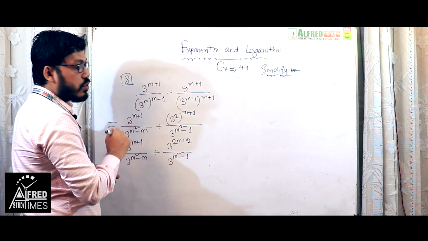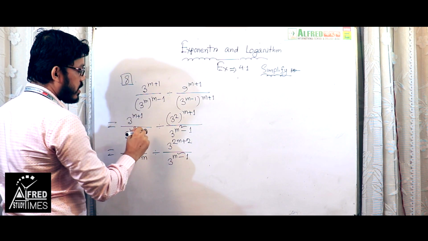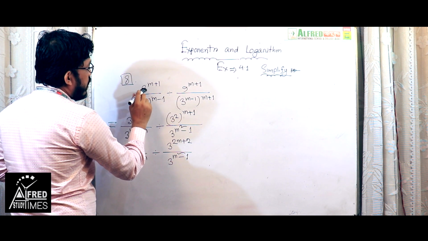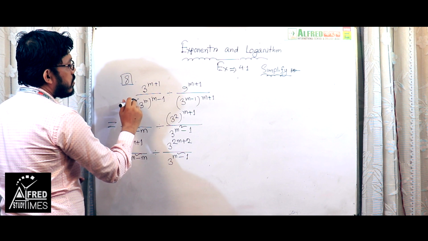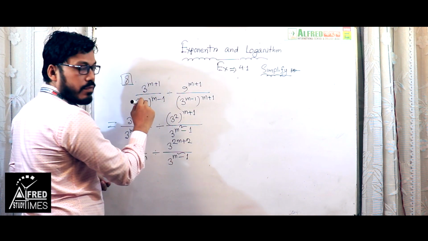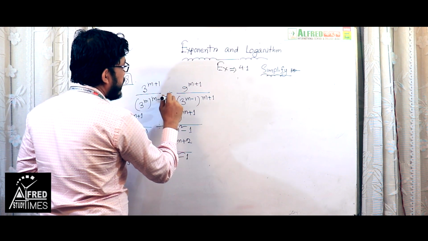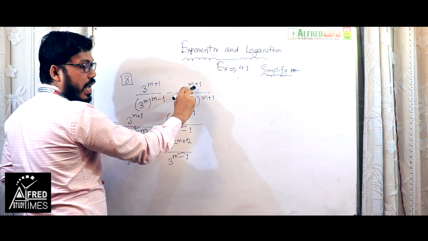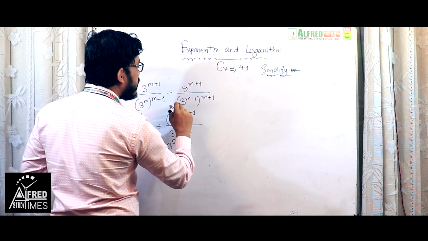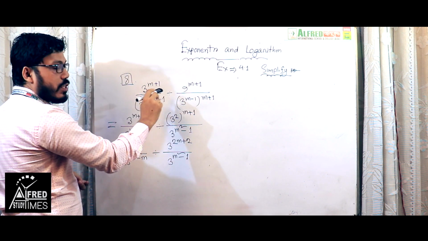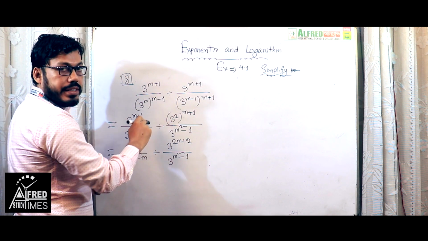Everyone give your proper attention to understand the first step. 3 power m plus 1 at numerator, 3 power m whole power m minus 1 at denominator of the first fraction. Dividing next second fraction, 9 power m plus 1 divided by 3 power m minus 1 whole power m plus 1. So we get two fractions having divide sign.